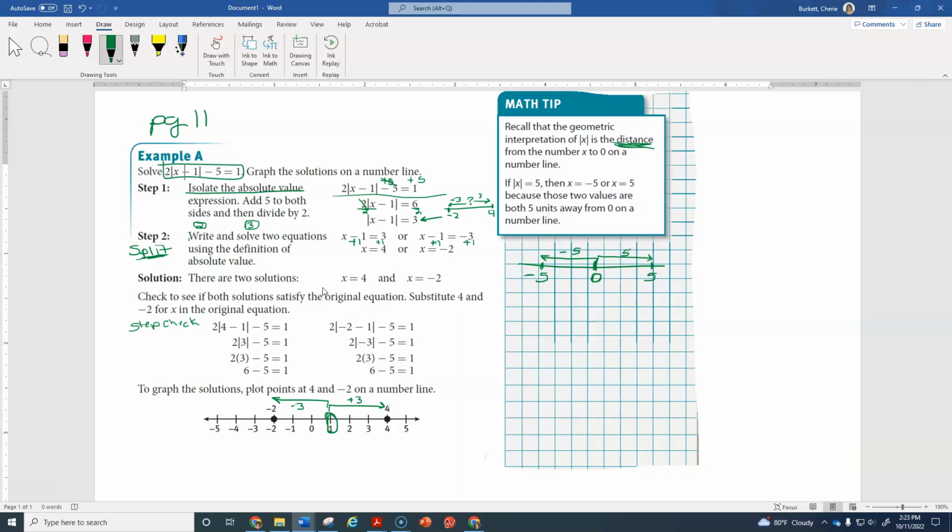That's what this absolute value equation is asking you to find. The starting place, and then where do you end up if you move 3 units to the right, and where do you end up if you move 3 units to the left. That's what solving an absolute value equation does.